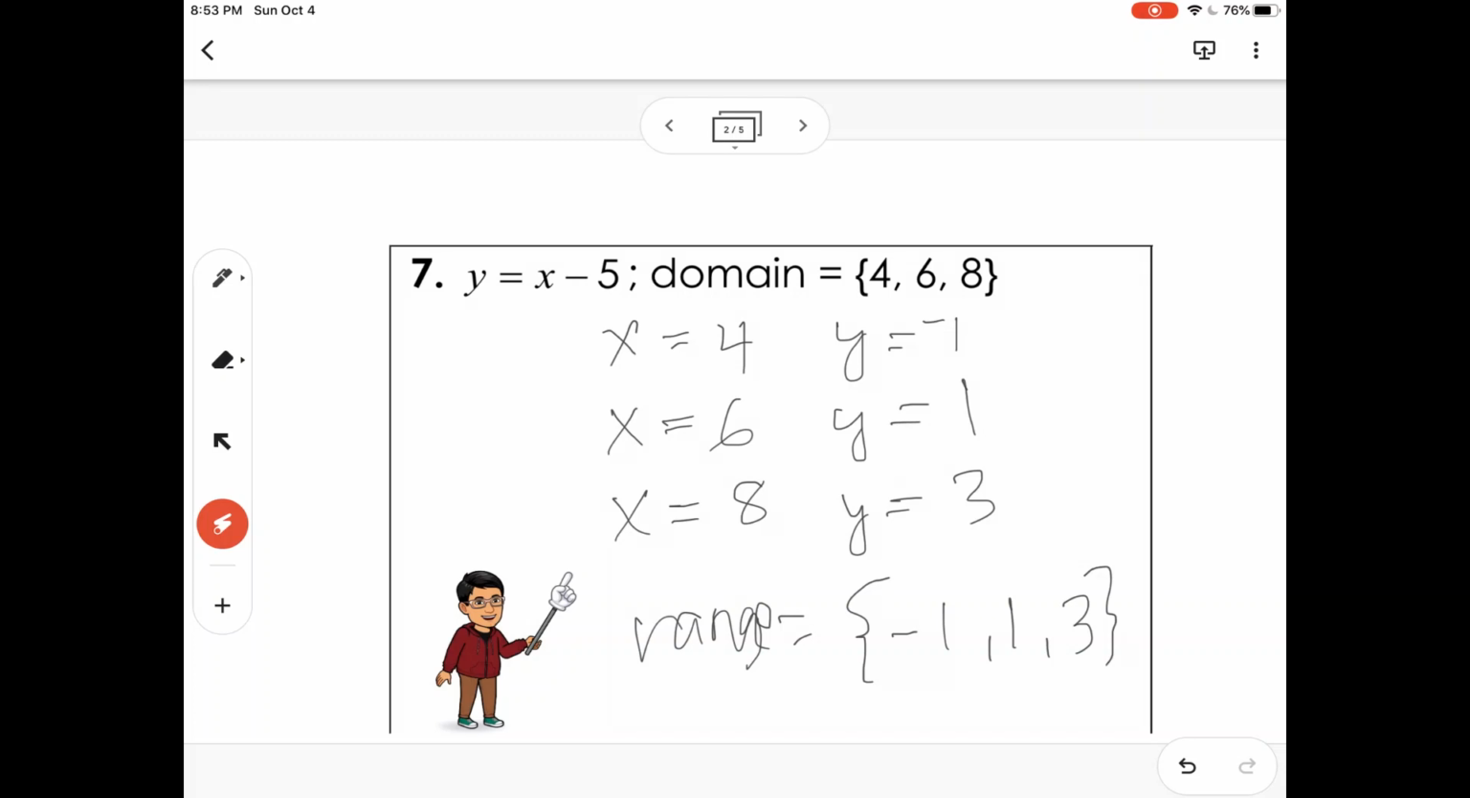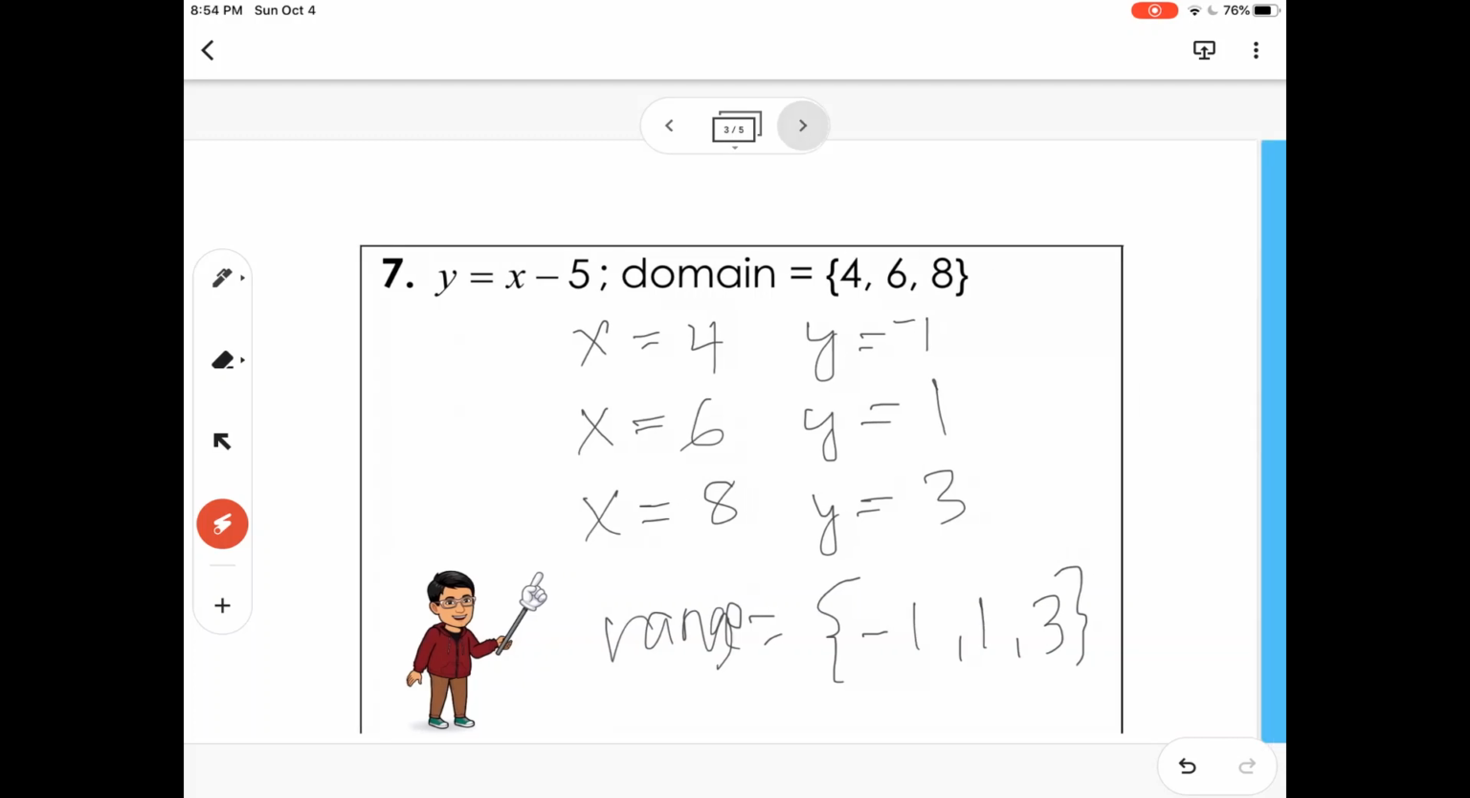All you have to do is type the equation and look for the domain values, and it will give you the corresponding range values. Okay, moving on to the next frame.